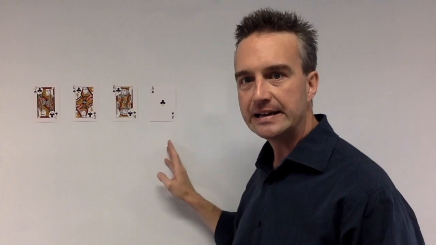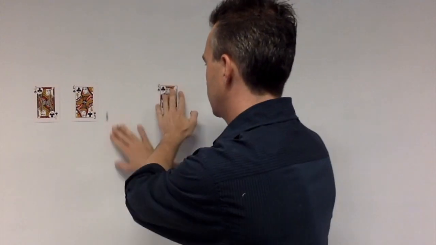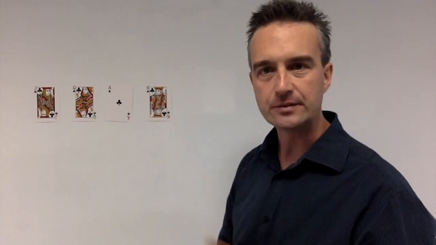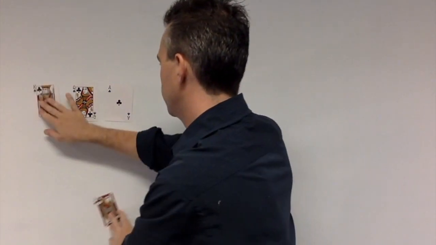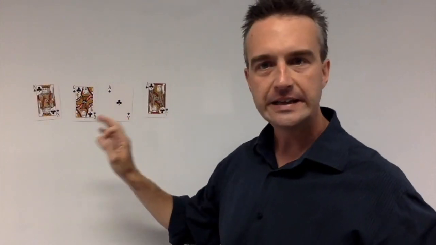Well, this is one arrangement, Jack, Queen, King, and Ace. Another arrangement might be this, Jack, Queen, Ace, and King. Another arrangement might be King, Queen, Ace, and Jack. So how many total possible arrangements in a line would there be?